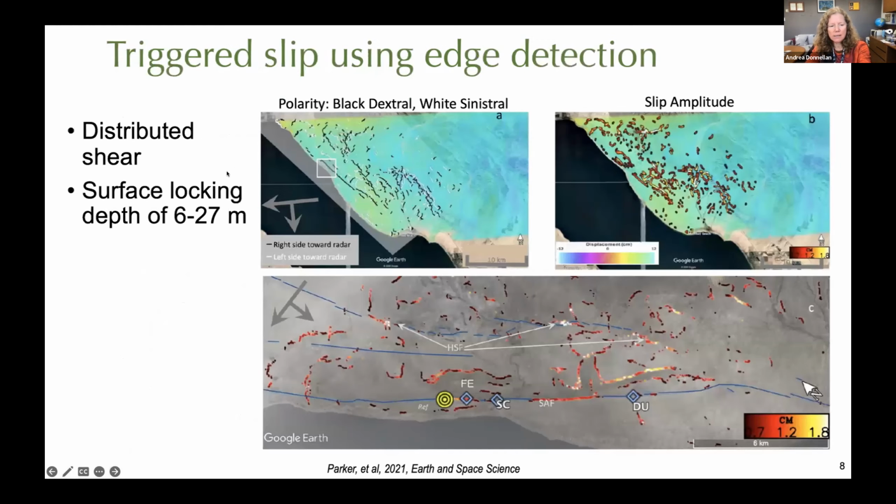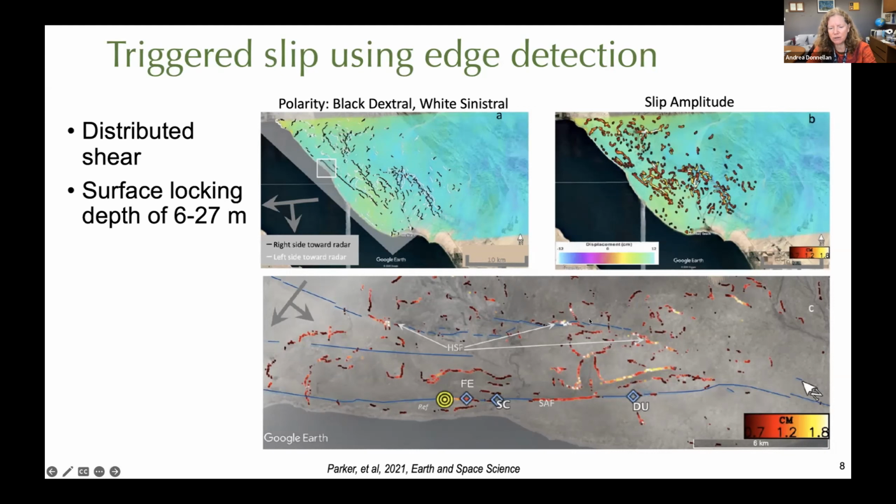The other thing, I think it's on the next slide, is that the surface locking depth of this triggered slip zone is very shallow. It's only 6 to 27 meters, and the shear is distributed. Jay developed an automated edge detection algorithm to analyze the UAV SAR data. Black lines are dextral slip, white lines are sinistral slip. In this panel in the upper right, he's calculated the amount of slip across the fault zone.